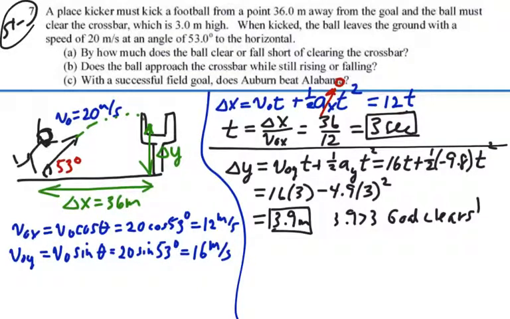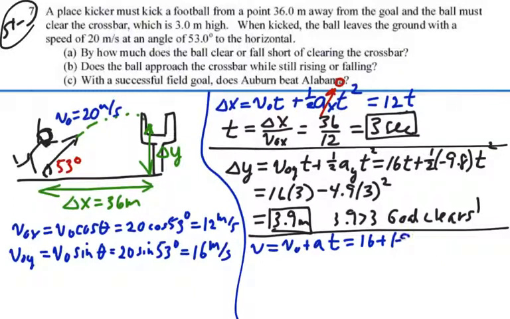Does the ball approach downward or upward when it crosses the crossbar? Well, we can look at the final velocity in the y direction, and that final velocity will equal our initial velocity plus acceleration times time, and that would be equal to 16 plus a negative 9.8 times 3 seconds. That's going to be a negative 29.4 plus 16, which would be a negative 13.4 meters per second. So the fact that our final velocity in the y direction is negative means that the ball was on its way down.